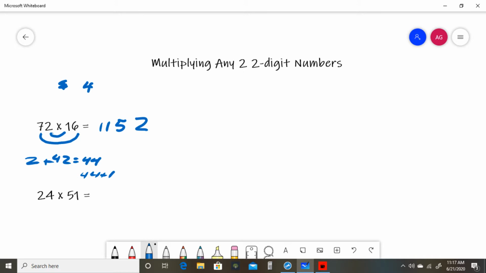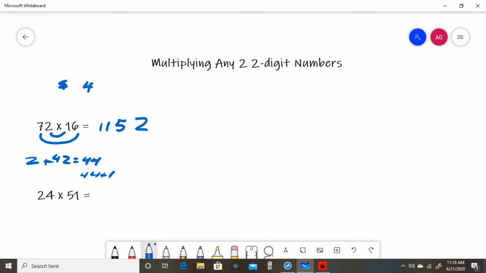To recap, first, multiply the ones digits. 2 times 6 is 12, so we write a 2 and carry a 1. Next, multiply your inner digits, your outer digits, and then add them. So for this, 2 times 1 is 2, and 7 times 6 is 42. So 2 plus 42 is 44, plus our carried 1 is 45. So we write our 5 and carry a 4.